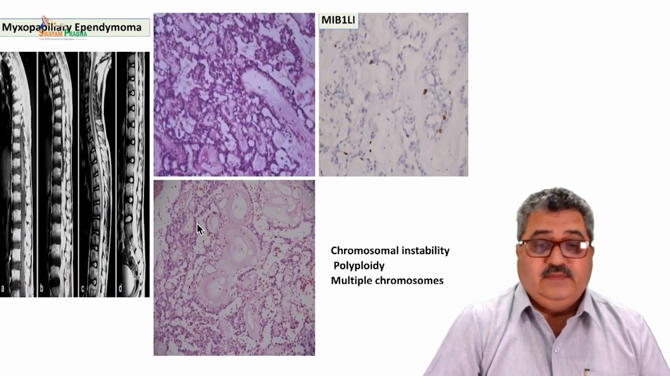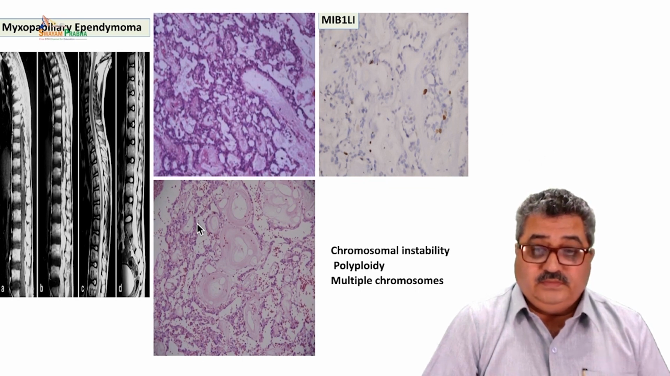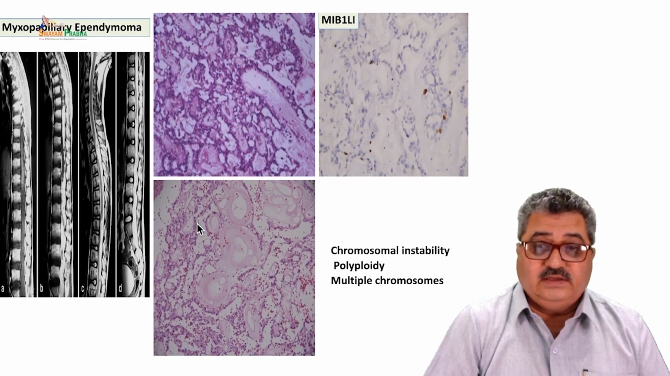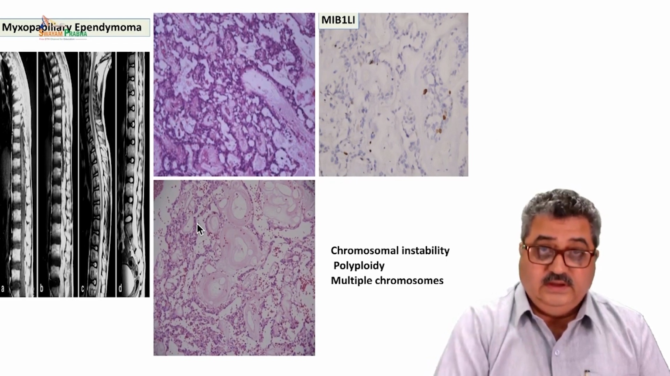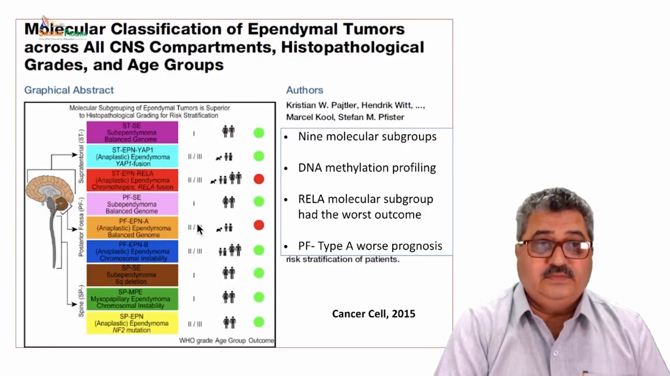Now, the myxopapillary ependymomas also have a classical location. They are in the spinal cord, in the cauda equina. They have a very unstable chromosomal pattern, may show polyploidy, and have very characteristic morphology. In the last WHO, they were graded as grade 1 ependymoma.